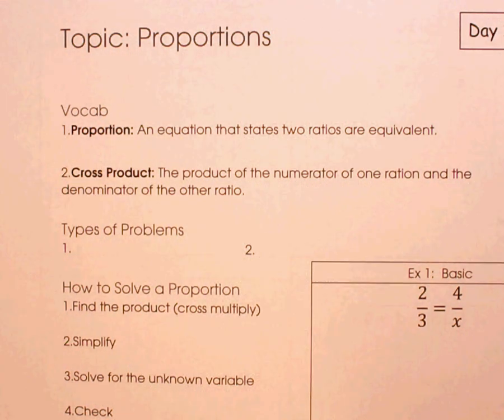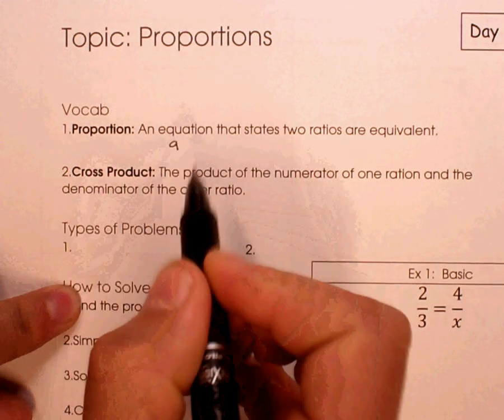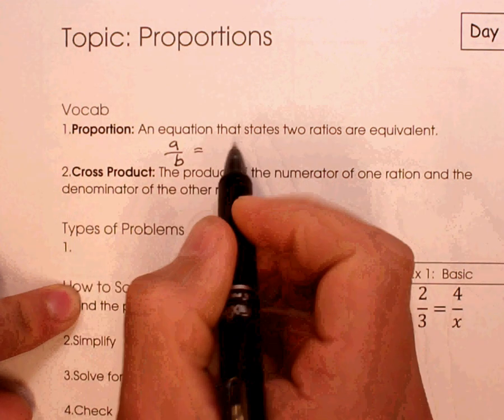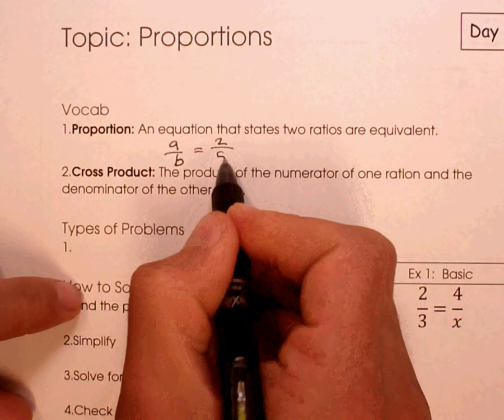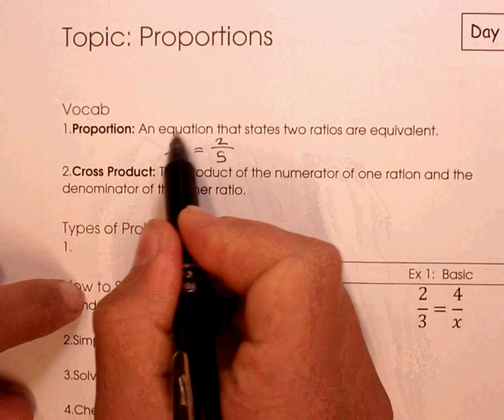Today we will look into the topic of proportions. A proportion is an equation that states two ratios are equivalent. So we will have two ratios, A over B, and let's say the other part is 2 over 5. If two ratios are equal, then together they create a proportion.